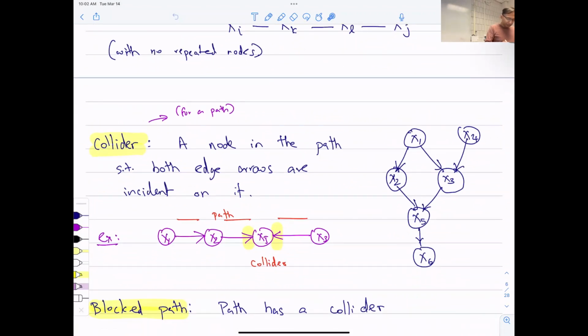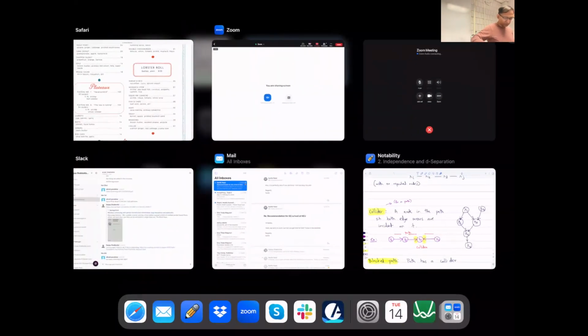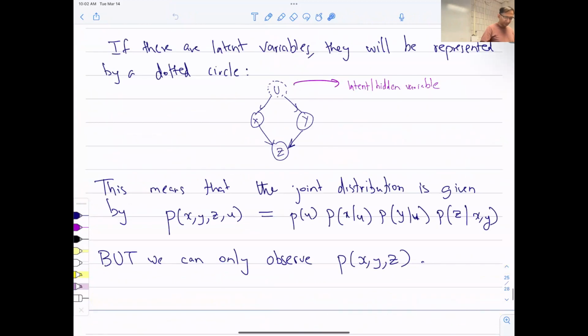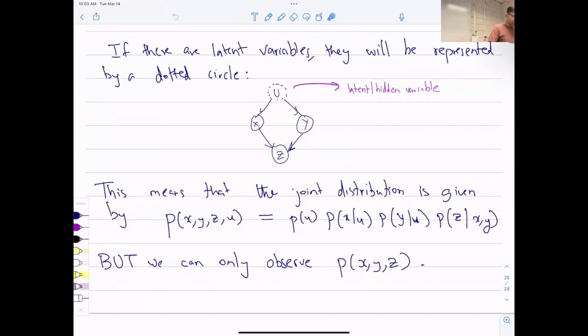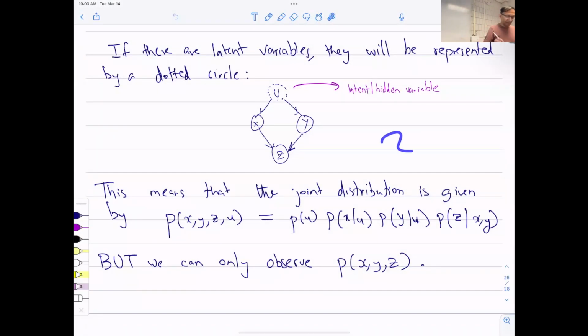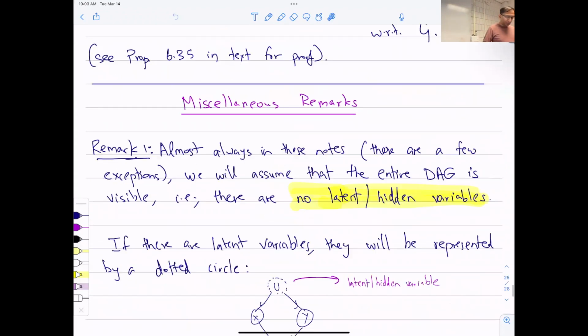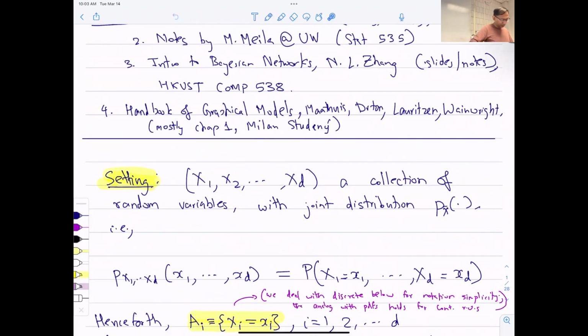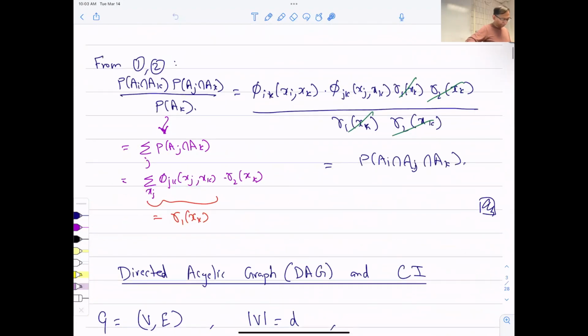Looking at the example, sorry, my laptop seems to have crashed. Okay, yeah, there's some battery problem. But we'll worry about it. All right, sorry. So what we want to do is to read off conditional independence relations. So let me just go to where I was. Sorry about this.